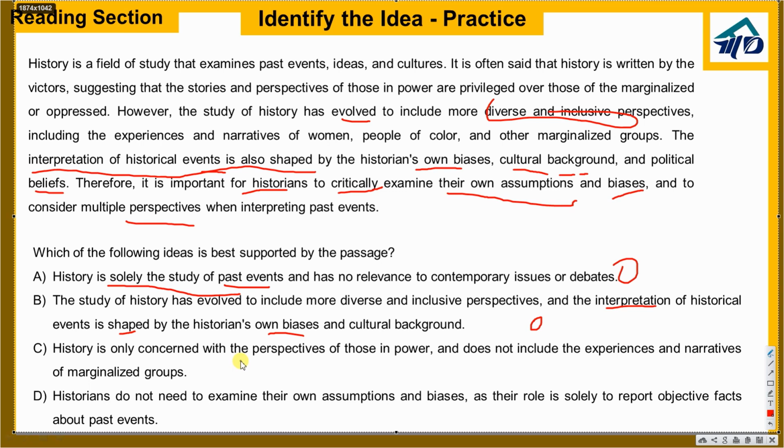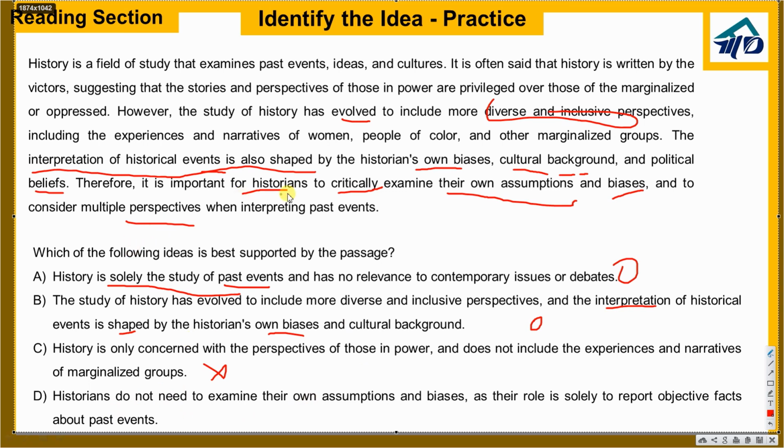Okay, so what part is being contradicted in the paragraph? What has been said? Inclusion of diverse and marginalized perspectives. Okay, inclusion of diverse and marginalized perspectives. So based on that we can say this cannot be our answer. Okay, then the fourth one, historians do not need to examine their own assumptions.